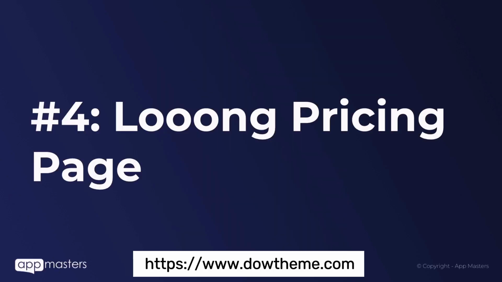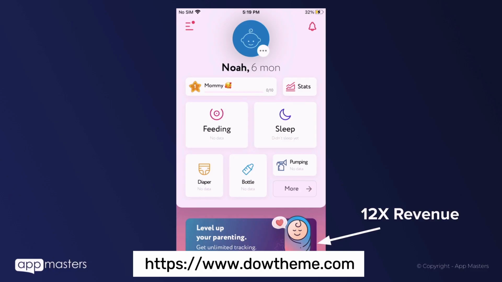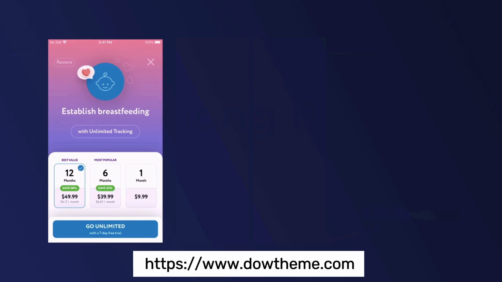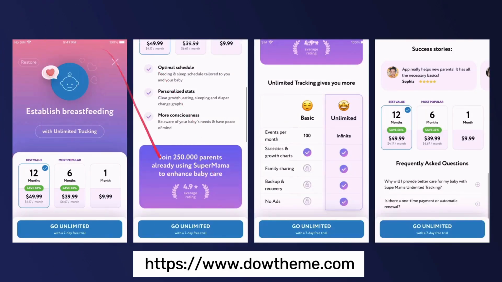All right. Number 4, I already mentioned it. Long pricing pages. So let's break it down a little bit. Going back to my earlier example, this is an app that we helped them get 12x his revenues. It's called Super Mama. What they did too was take my advice. They went long and I'm going to break down what a great long pricing page really entails. Okay, so number one, as you can see, this is just long scrolling. Okay, so I'm going to scroll up, scroll up, scroll up, and I get to see all this stuff.